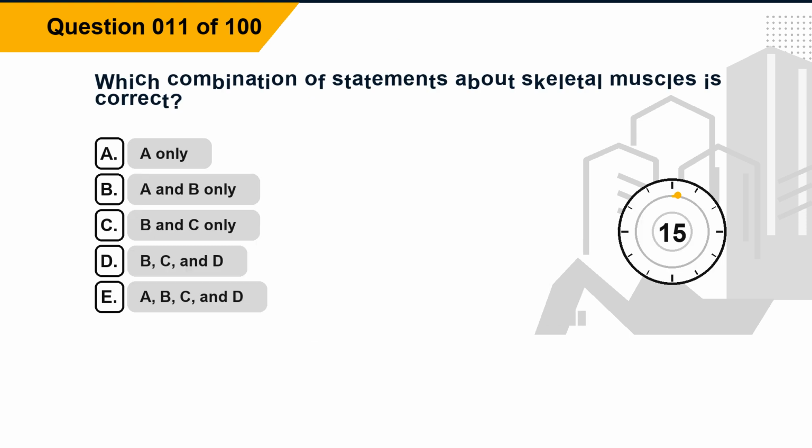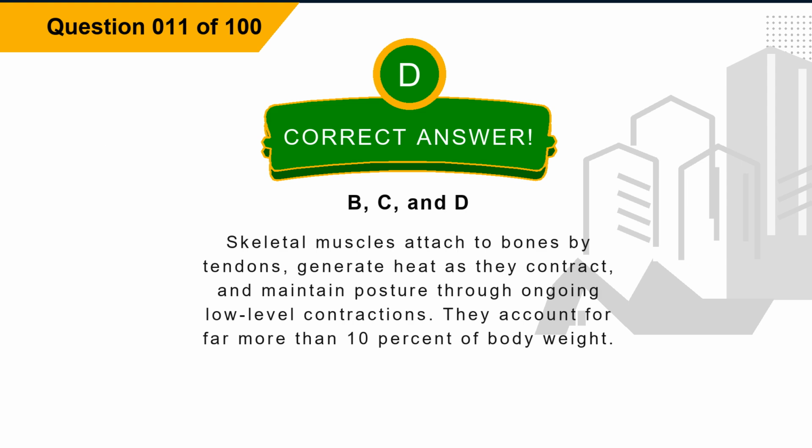Question 11. Which combination of statements about skeletal muscles is correct? Option A, A only. Option B, A and B only. Option C, B and C only. Option D, B, C, and D. Option E, A, B, C, and D. The correct answer is option D, B, C, and D.